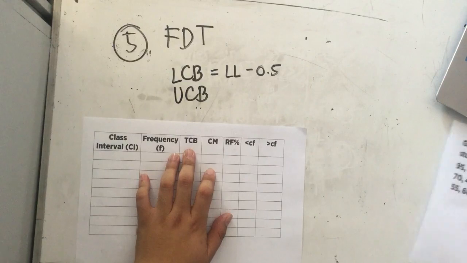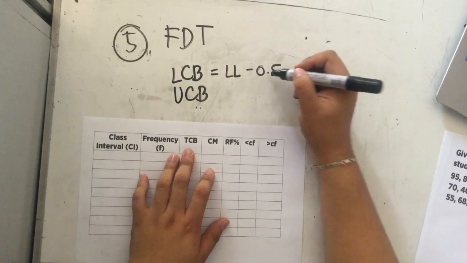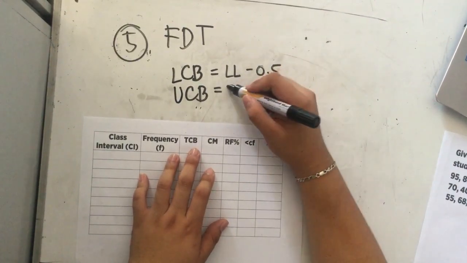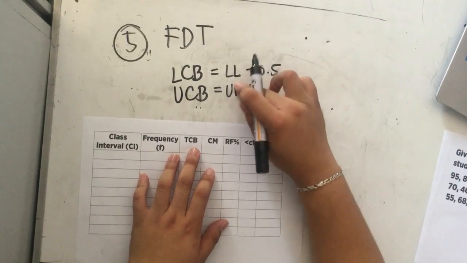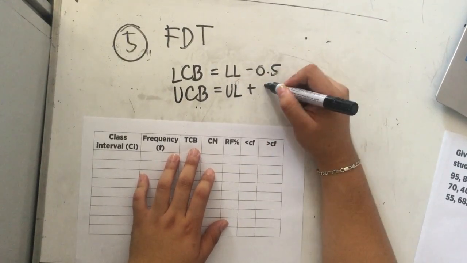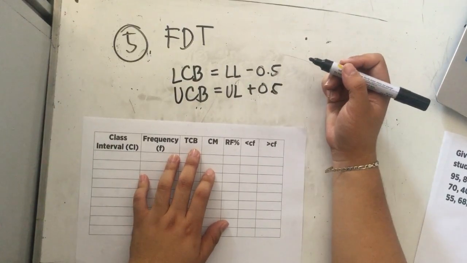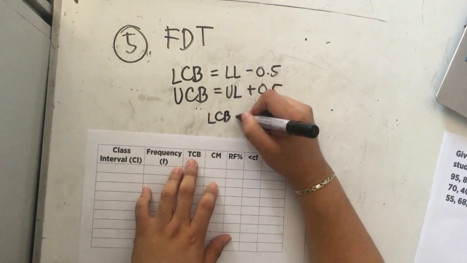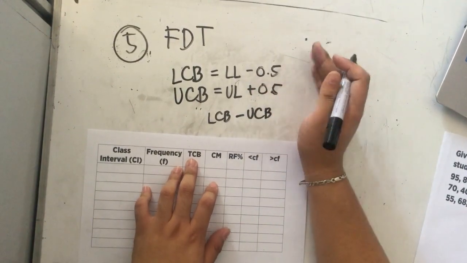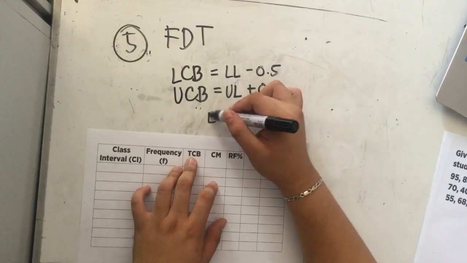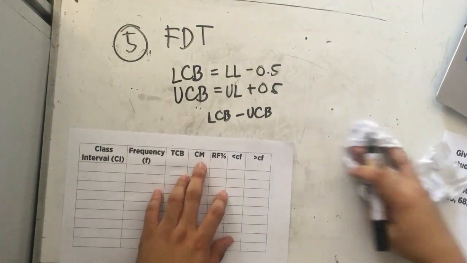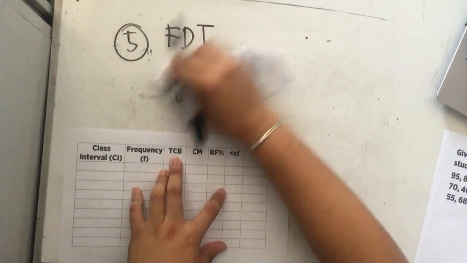Okay, lower class boundary is lower limit minus 0.5. Our upper class boundary is equal to our upper limit plus 0.5. So the true class boundary natin magiging lower class boundary hanggang kay upper class boundary in a form of interval ulit. Okay? So, mula kay lower class boundary hanggang kay upper class boundary. So, that is our true class boundary or TCB.